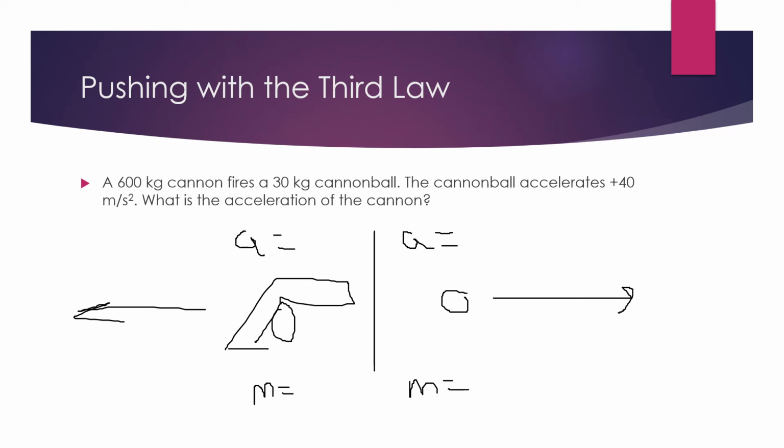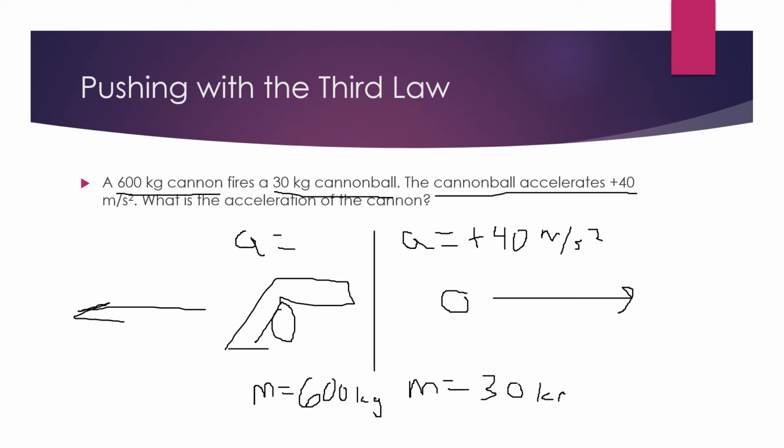Okay, so how do I know that the cannonball is on the right? Because it says the cannonball accelerates positive 40. Positive means right. So I'm going to put A equals positive 40. It says the 600 kilogram cannon, so under the mass of the cannon, I'm going to put 600 right here. Okay, so far so good. And what was the mass of the cannonball? Oh, 30.